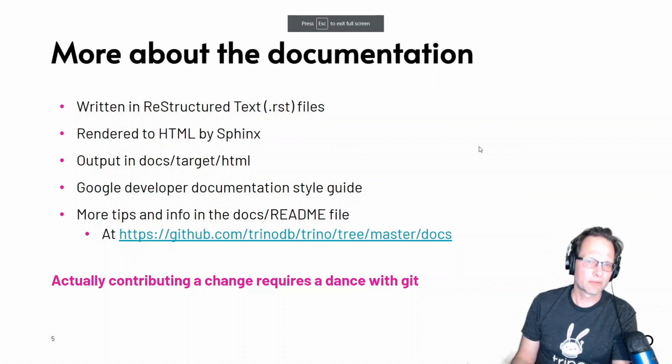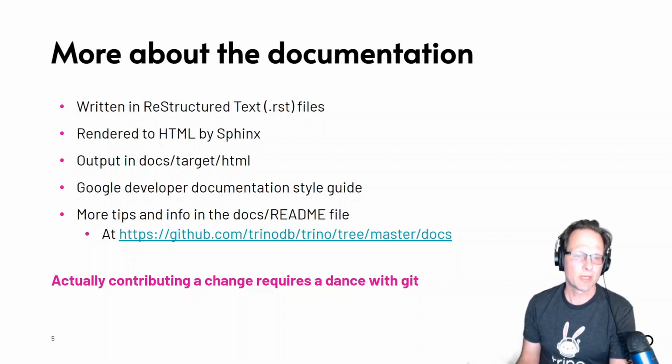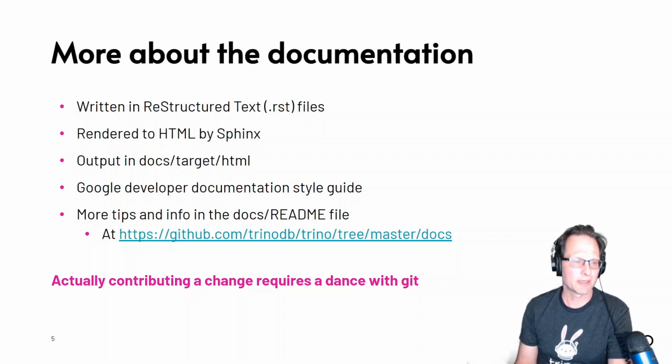What else can I tell you about the documentation now that you've seen it in action? Well, it is written in what's called reStructuredText. So that's why we have these .rst files. The output is essentially rendered by a system called Sphinx and produces HTML that you then have available in the docs/target/html folder, where you can just view them as static files.